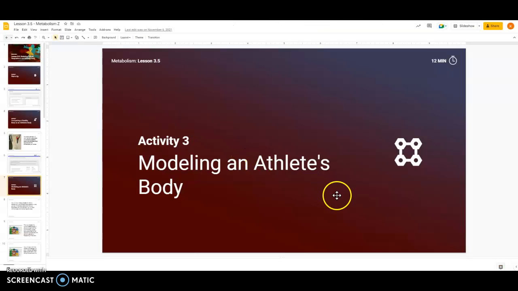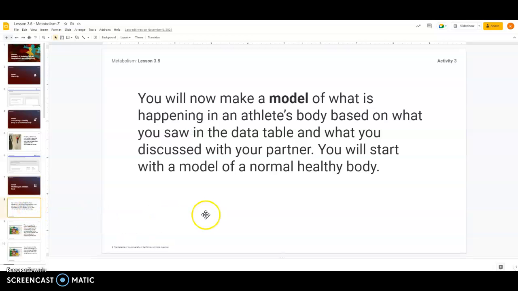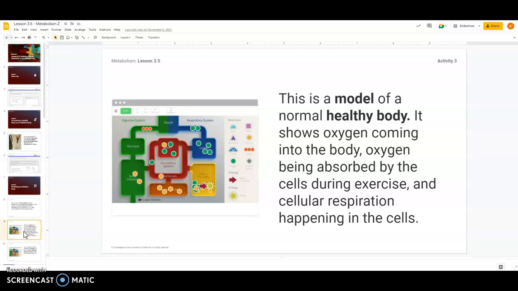Okay, so we're going to go on to activity 3, keeping it short and sweet today. But in activity 3, we're going to be modeling that athlete's body to see what's going on. So you're going to make a model of what is happening in the athlete's body based on what you saw in the data table and what you discussed with your partner. You will start with a model of a normal healthy body. So the model that you see on the screen here is a normal healthy body.